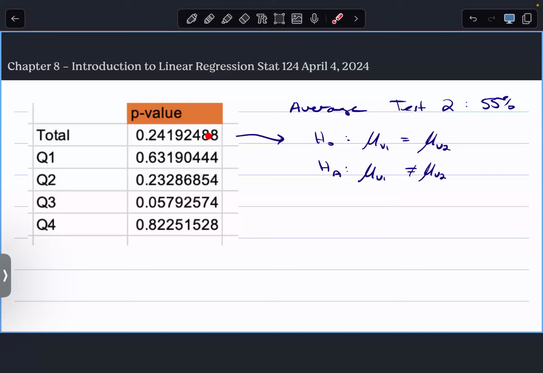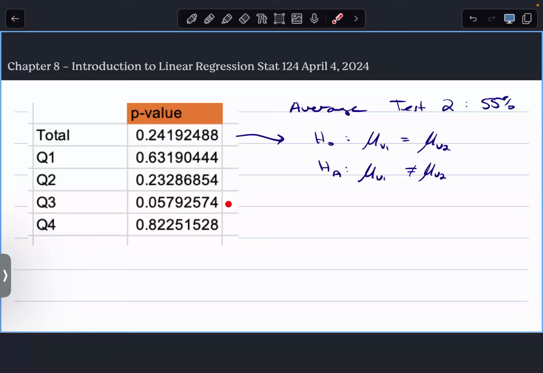If they're different from each other, then I'm very concerned, right? What does this mean? A p-value for the overall grades of 0.24 means I do not have enough evidence to reject H0, and I breathe a huge sigh of relief, because otherwise I'd be in trouble. Because then I can say, well, they're not significantly different from each other, and that's a good thing for me, right?